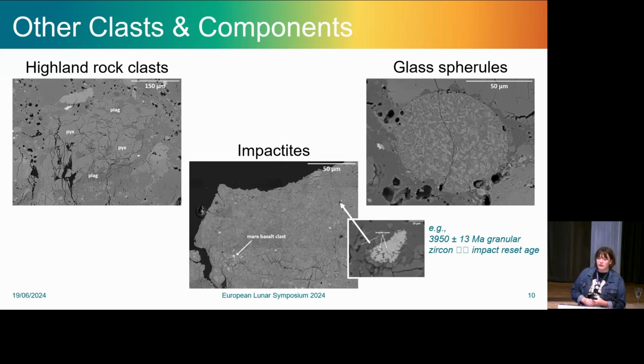Now, glass spherules have previously been unreported in Calcalong Creek. Some have even suggested that they don't exist at all. However, we did find some in our section, which confirms Calcalong Creek as a regolith breccia as opposed to other types of breccias. Geochemically, they're pyroclastic and quite similar to Apollo 17 orange glasses in composition.